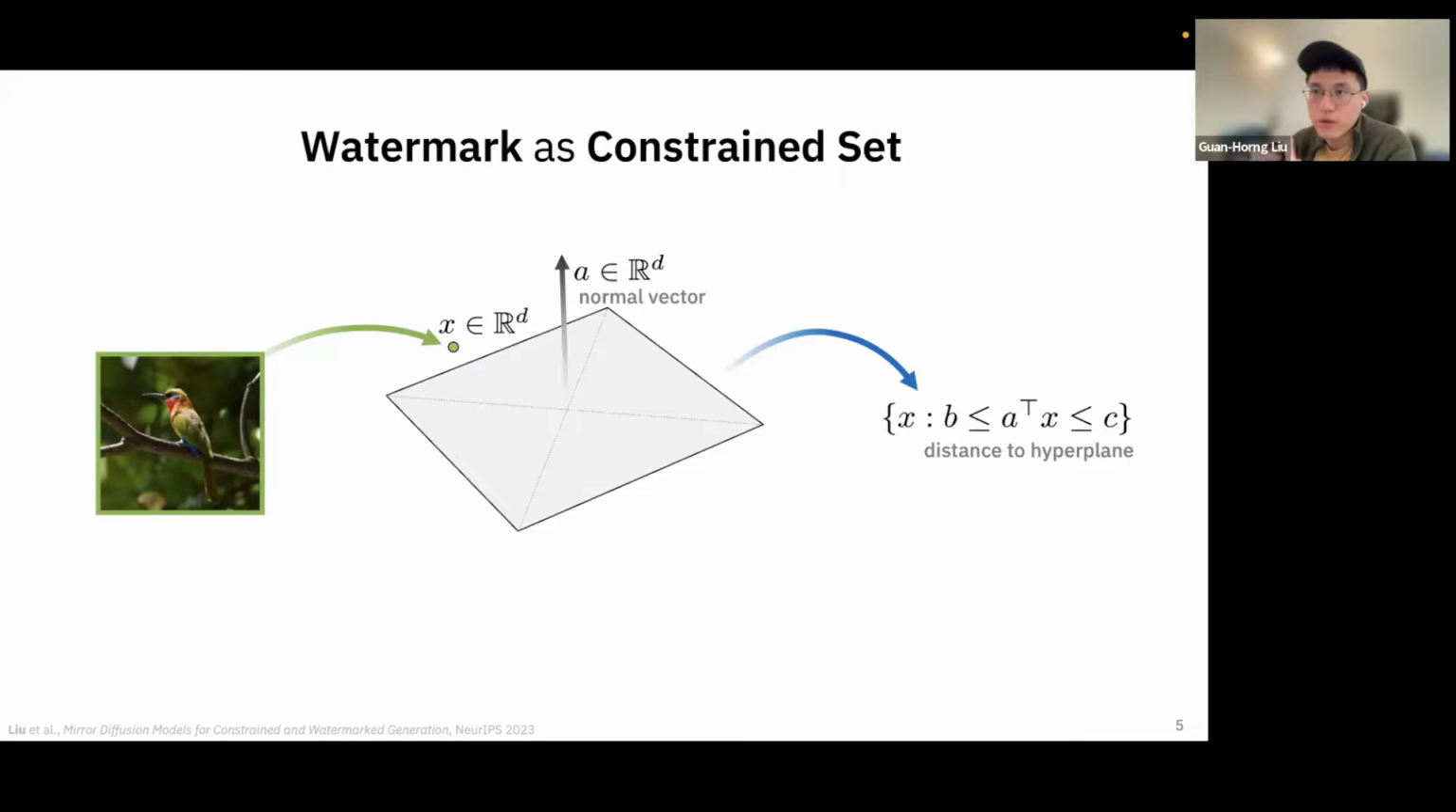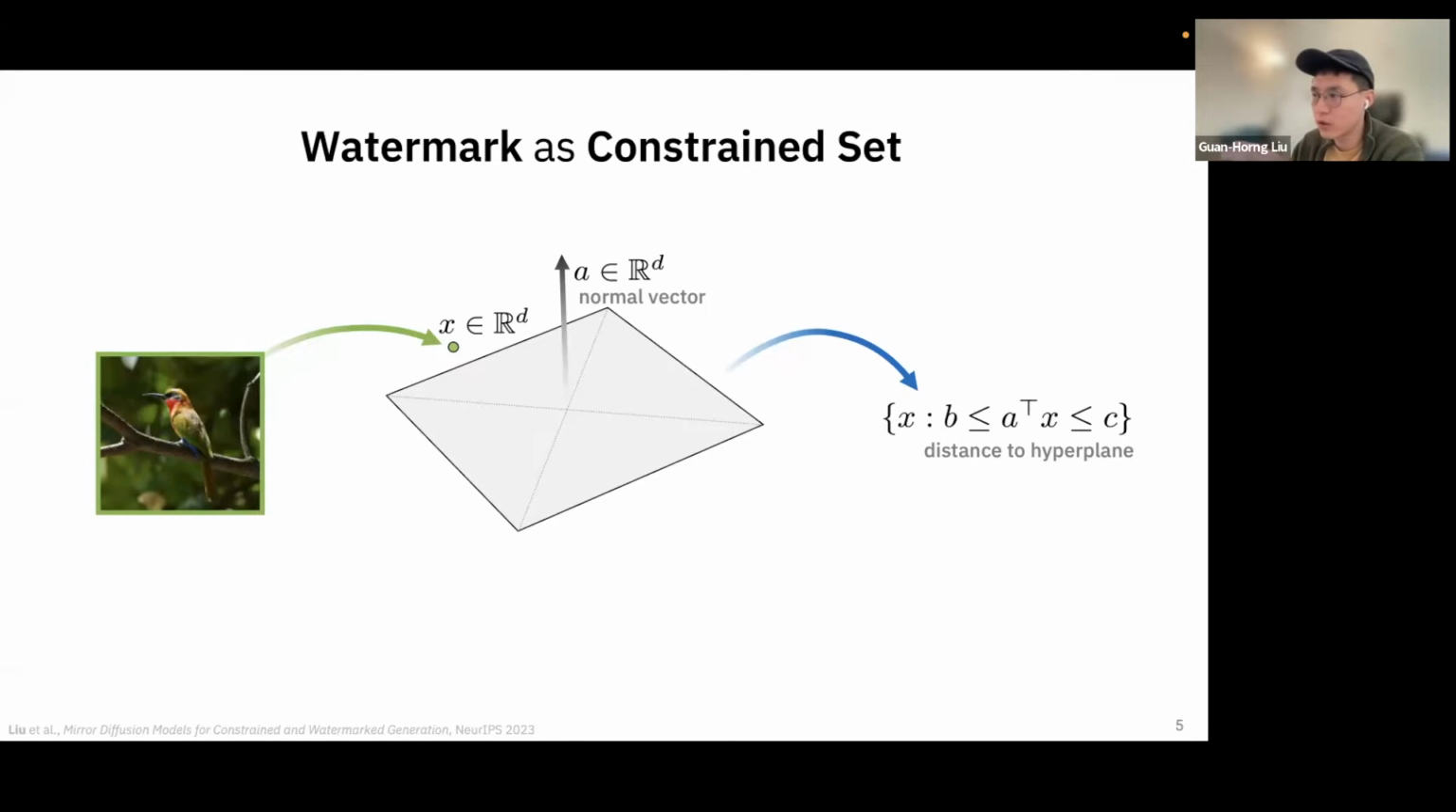So the constraint set that we define is basically a polytope in the high dimensional space. The way we construct this polytope constraint set is by first treating each image as a single data point in some high dimensional space, and then, suppose you have a hyperplane, you can define the signed or normalized distance to this hyperplane with the inequality that's shown on the right hand side. So that's one of the constraints that you can get from one hyperplane.